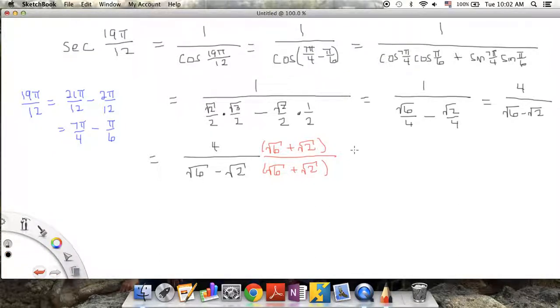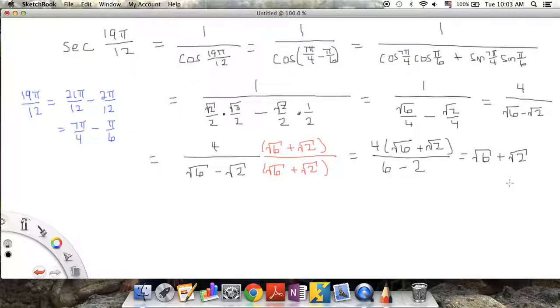So we end up with 4 times the square root of 6 plus the square root of 2 over, when you multiply this out, you have to FOIL it out, remember. You end up with 6, and the middle parts cancel, minus 2. Well, what's 6 minus 2? 6 minus 2 is 4, so that means that's going to cancel with the top. So we end up with the square root of 6 plus the square root of 2.